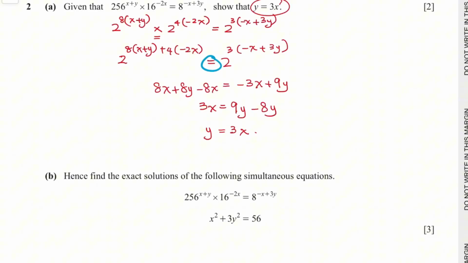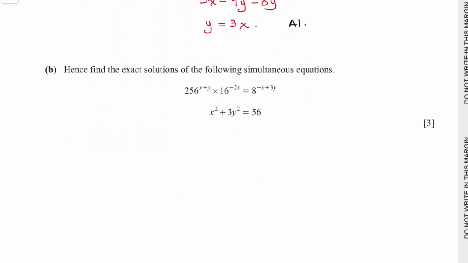2 marks. And how do you get marks for this? First is when you are able to write everything into the base of 2. This is the first M1. A1 is when you show sufficient detail that you are getting into y equals to 3x. Okay, that's your A1 mark.